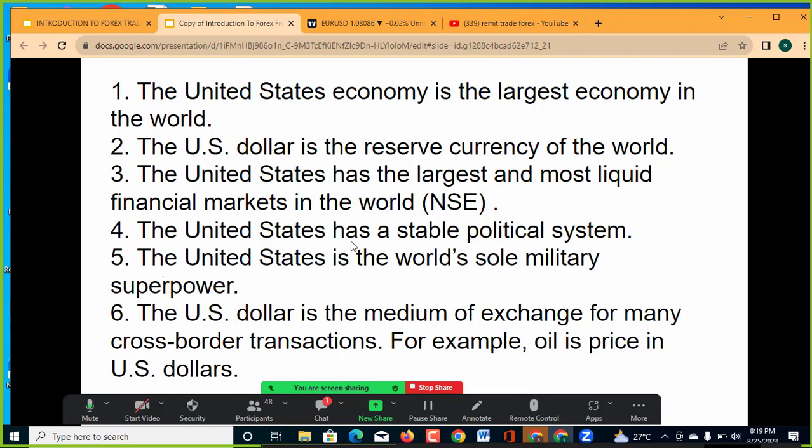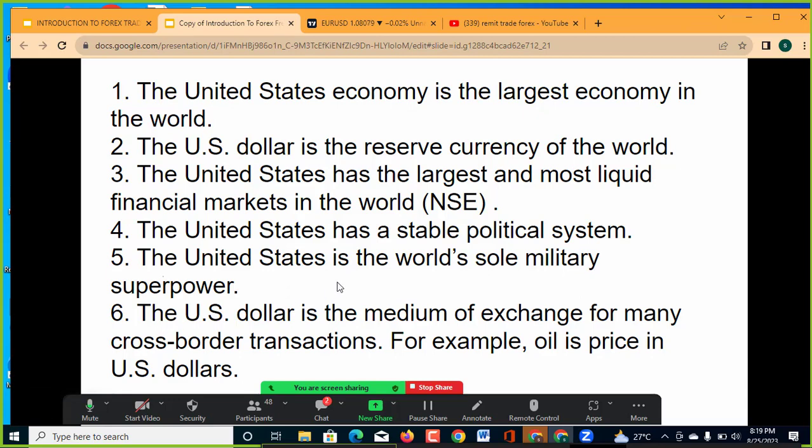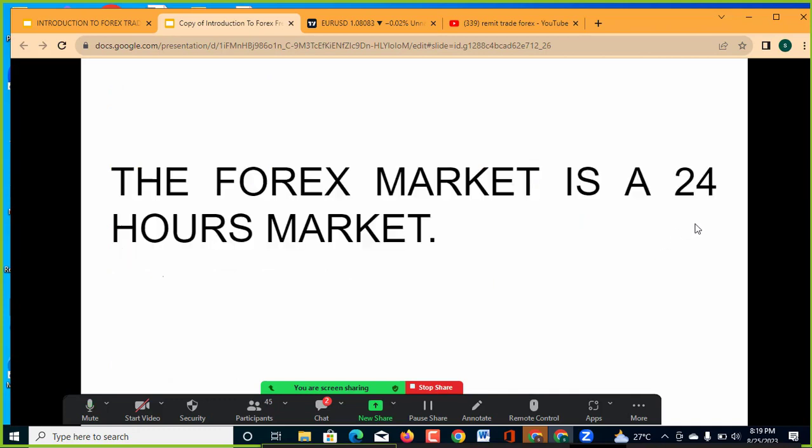And the fifth reason is that the US is the world's sole military power. No country has outpowered the United States when it comes to military. It has not happened. If it happened, we would know. And then the sixth one here is that the US dollar is the medium of exchange for many cross-border transactions. I talked about this firstly. If you don't convert your naira to US dollar, you cannot make certain cross-border transactions. You cannot. So all these things give it the kingship that it has in the forex market. So the US dollar is the king of the forex market.